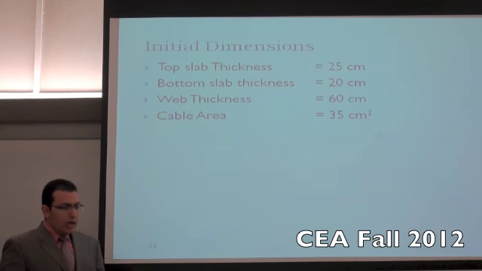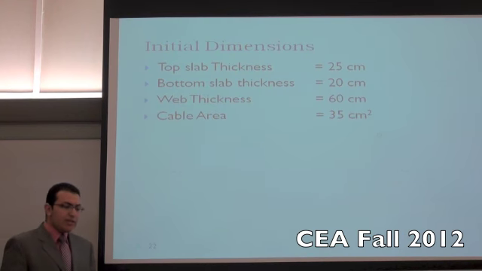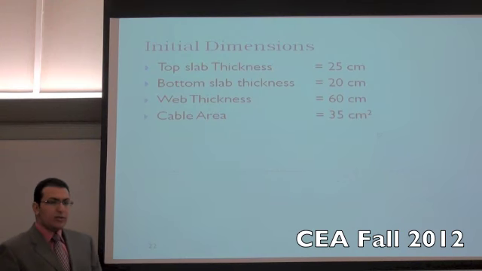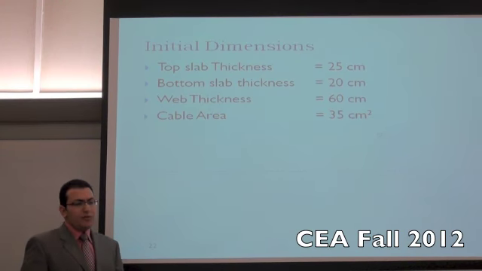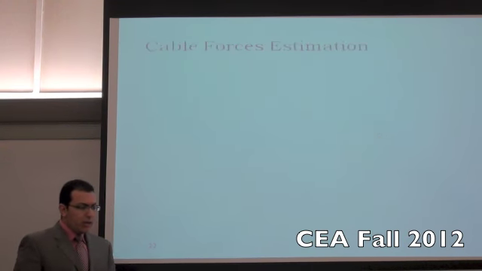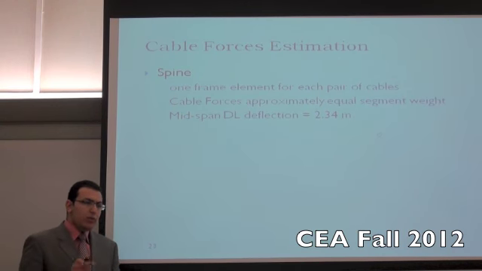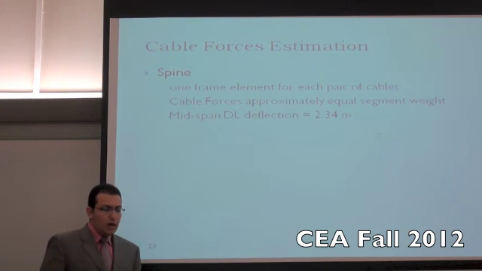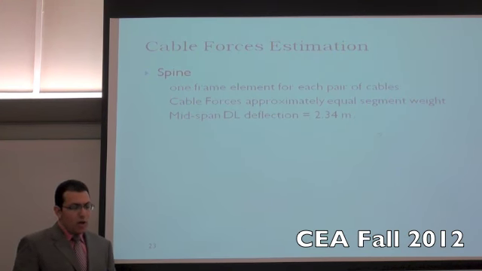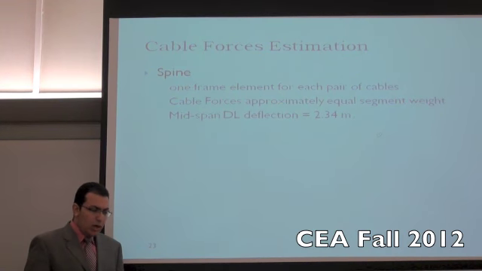We started with initial dimensions of a top slab thickness of 25 centimeters, bottom slab thickness of 20 centimeters, web thickness of 60 centimeters, and cable areas of 35 centimeters squared for all cables. However, we changed that later. And then we started with the spine model. As you may know, we have 2 pairs of cables. At first we modeled each pair with 1 frame element and then we ran it. We got cable forces approximately equal to the segment weight carried by each pair. We got a mid-span dead load deflection of 2 meters and 54 centimeters.